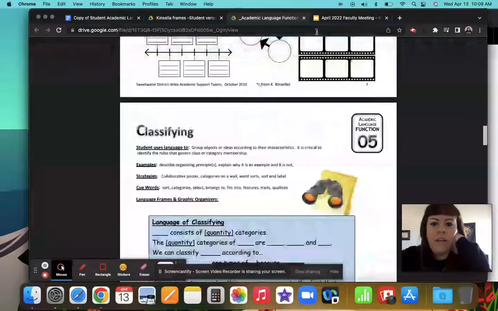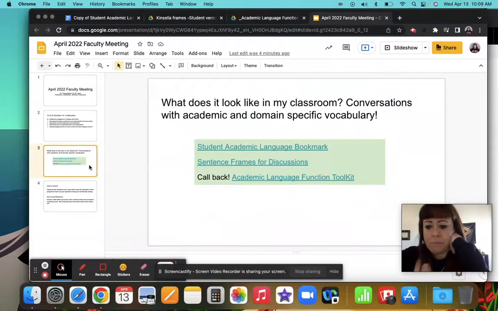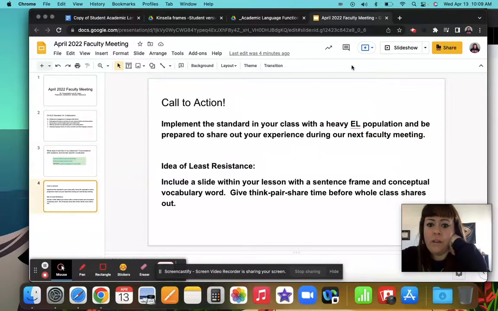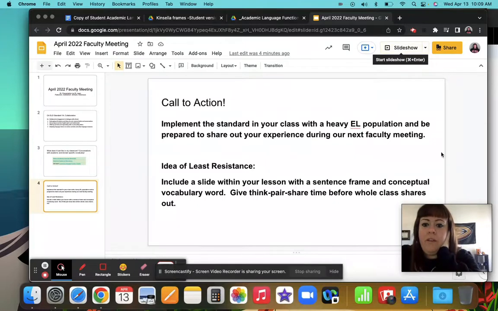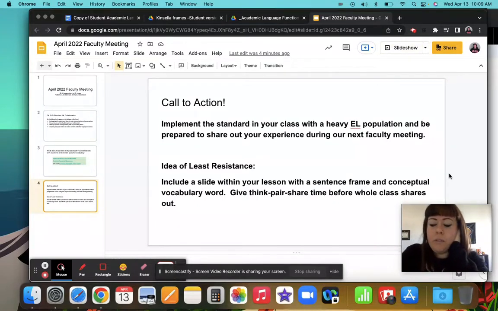So going back to what our goal is. Our goal is to implement the standard in your class with a heavy EL population. How do you know which class is a heavy EL population without the title of SCI? Look in your Infinite Campus roster. Look for your little flags for Altel or STEL, and as many flags as you have, that's your class with the heaviest EL population.